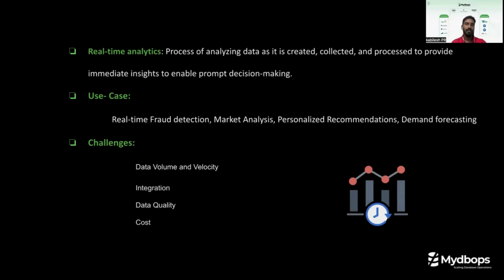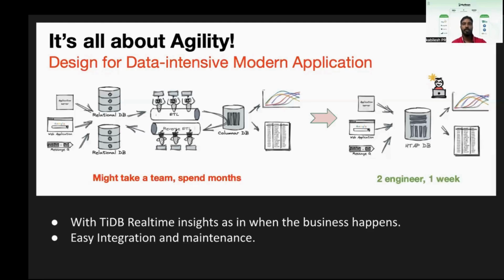Now let's discuss how TiDB solves this. It's all about agility, and here is a simple design for a traditional system as well as with TiDB. As you can see on the side, you have a relational database and your ETL pipelines. The pipelines may depend on a CDC getting your data from MySQL and writing it to Kafka. From Kafka, it goes to columnar storage such as Redshift or some other storage, and it is powered by the ETL.